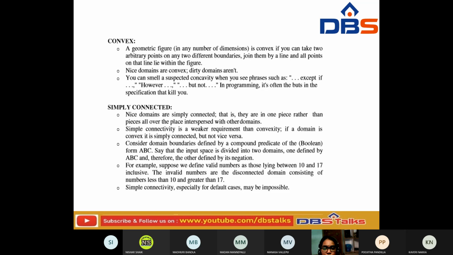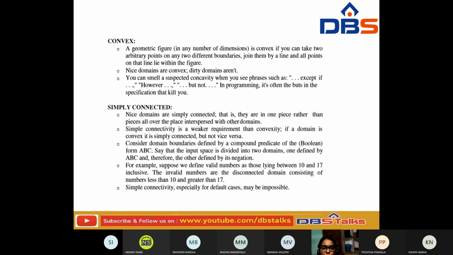See, nice domains are always simply connected. That is, they are in one piece rather than pieces all over the place intersected with other domains. So simple connectivity is a weaker requirement than convexity. If a domain is convex, it is simply connected, but not vice versa.